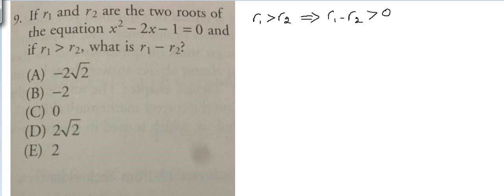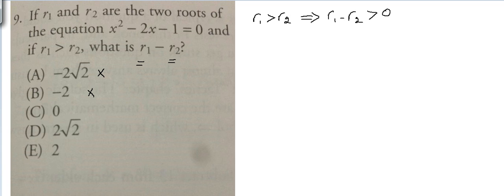For sure, directly we can notice that A and B are not the answers, right? Because A and B are negative values. The difference of R1 and R2 here is a negative value. So that's why we don't have to choose these two values. Just put it in your mind.